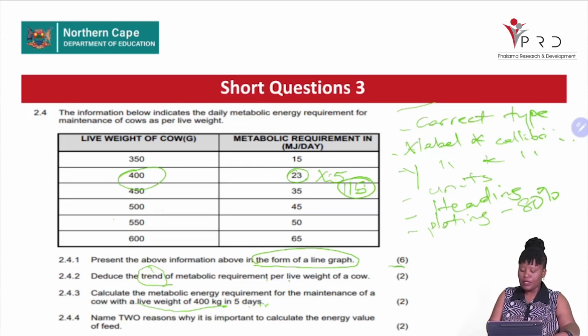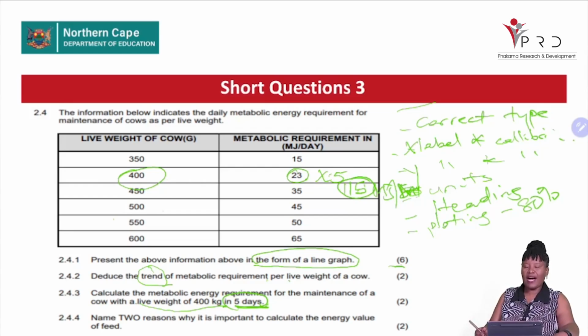115. Okay, so the metabolic energy requirement for maintenance of a cow with a live weight of 400 kg in 5 days will be 115 MJ for 5 days. And it will be 115 MJ.